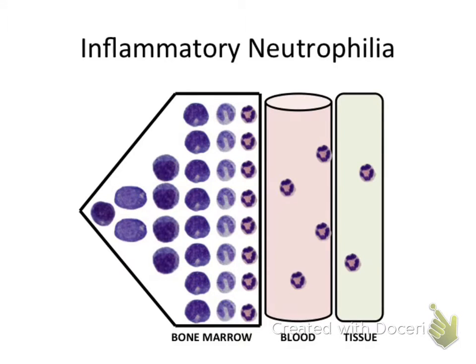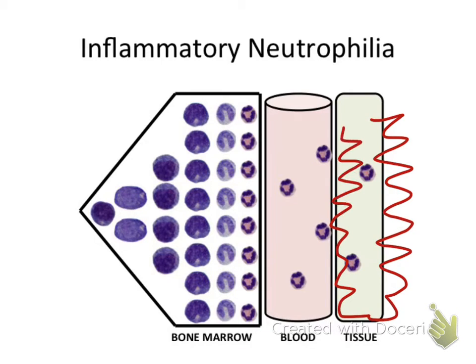An inflammatory neutrophilia is the increased neutrophil count in blood that occurs secondary to an inflammatory stimulus in some tissue. So this tissue is inflamed, it's producing lots of inflammatory cytokines, and those cytokines are traveling to the bone marrow and telling the bone marrow to please release more neutrophils, we need you out in the tissues. So the bone marrow does just that.